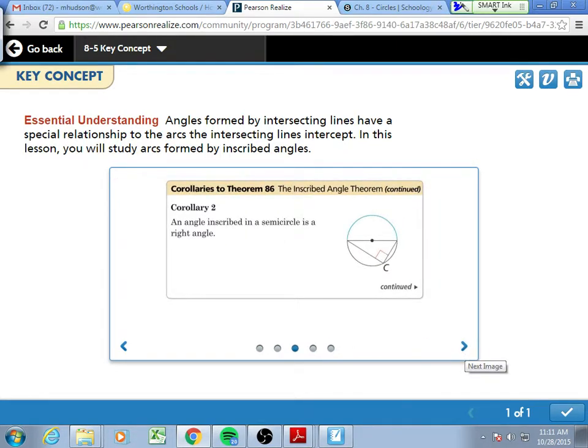An angle inscribed in a semicircle, so essentially the points of your diameter, has to be a right angle. So no matter where we would move that around the arc, it'll be a right angle. Your leg lengths will change, but it'll be a right angle.